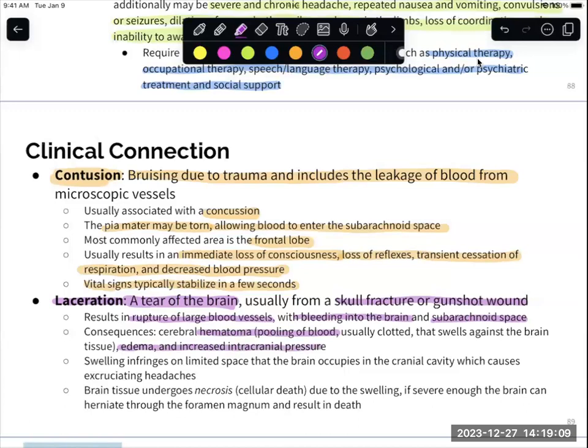If you have this swelling, there's limited space, and it can cause excruciating headaches. These are the kind of headaches where people tend to describe them as a headache like they've never experienced before. This brain tissue is going to start to undergo necrosis. It's going to die off. The brain can even herniate through the foramen magnum, and that causes death as well.